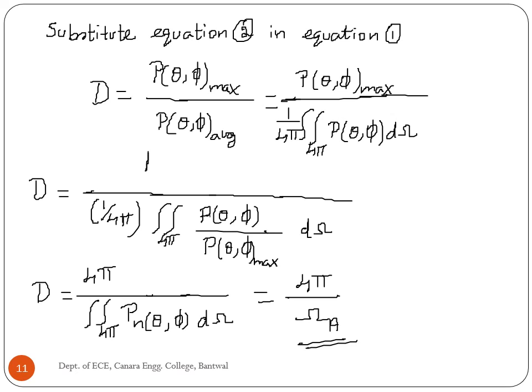So directivity from beam area is 4 pi divided by omega A, where the normalized power pattern is equal to the ratio of the power pattern divided by the maximum of the power pattern.